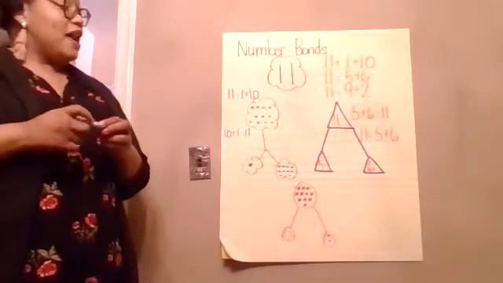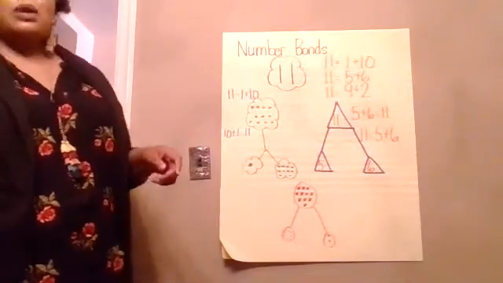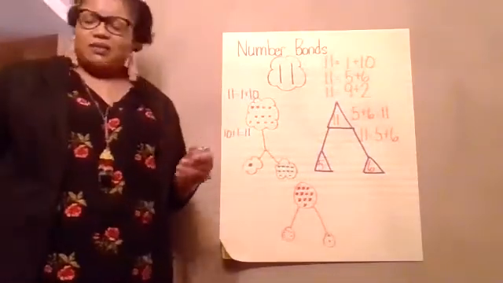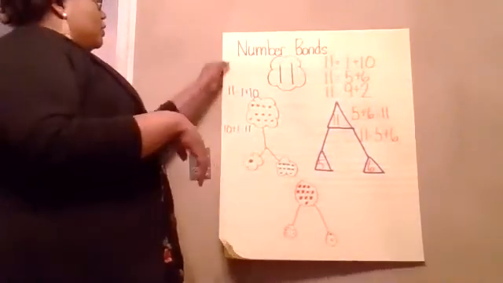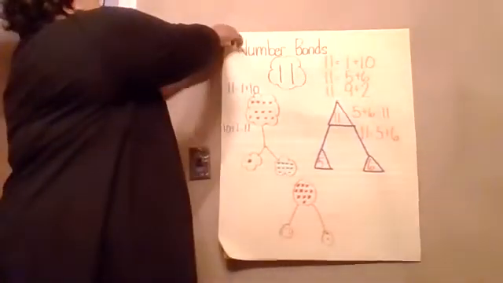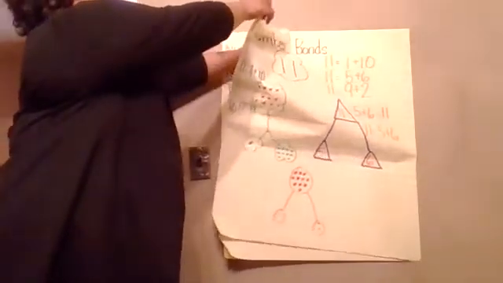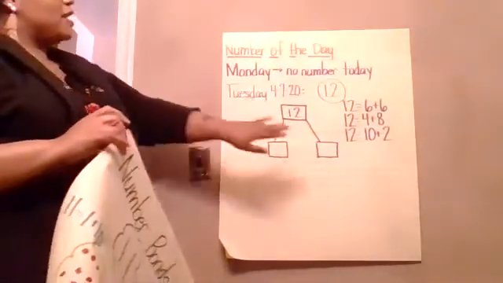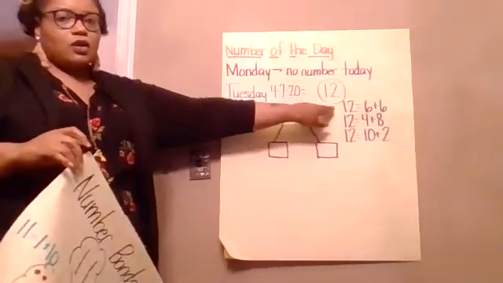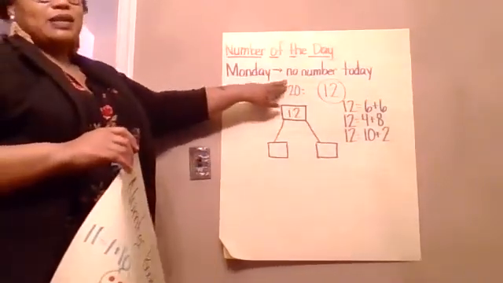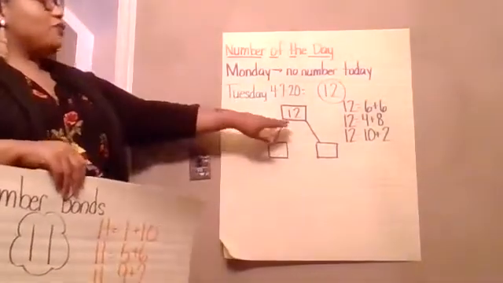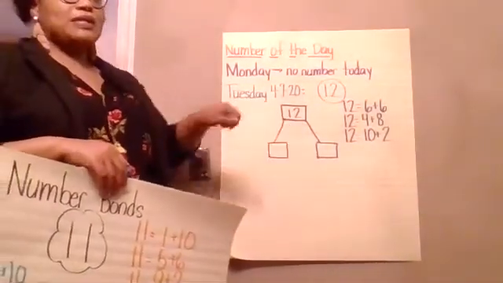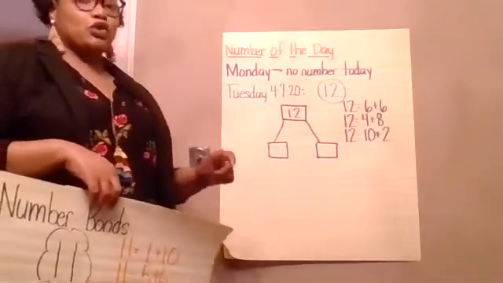Okay? Now, what you're going to do in your notebook or on a piece of paper that your parents may provide with you, you are going to do the number of the day, which is the number 12. We didn't have the number of the day yesterday. We just worked on the number 11 today. And then for your own personal practice today, you're going to use the number 12.